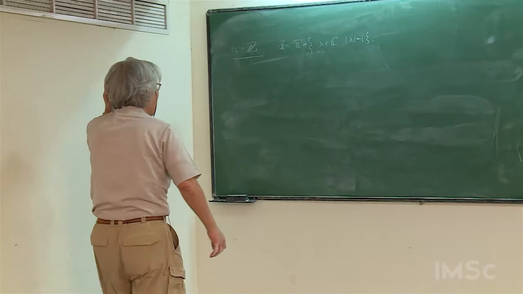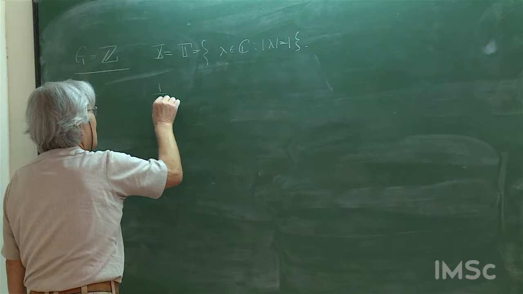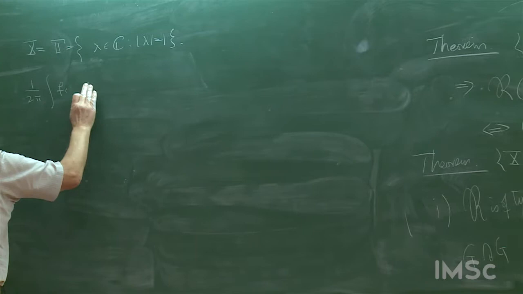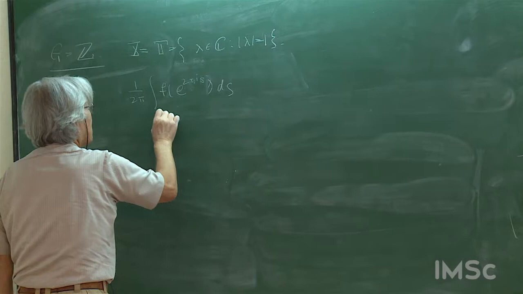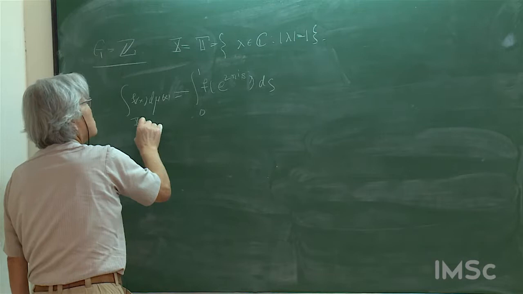And the measure mu is the integral over 1 over 2 pi of f of lambda, e to the 2 pi i s ds from 0 to 1 is your measure. Fair enough, right? That's about the length.